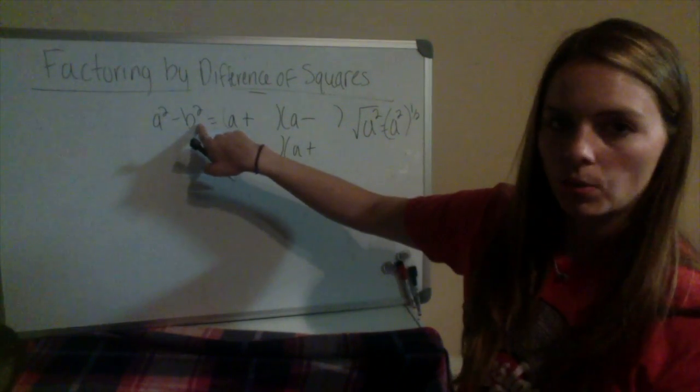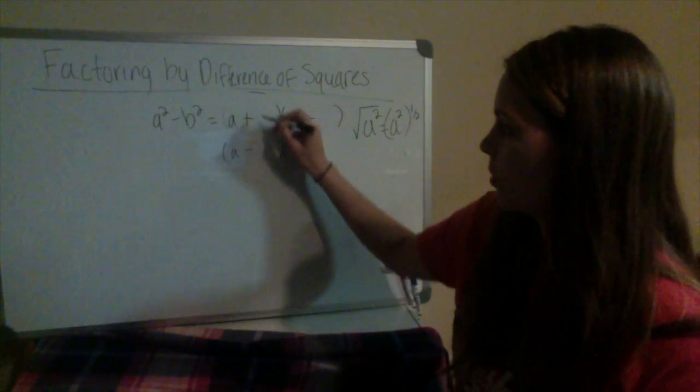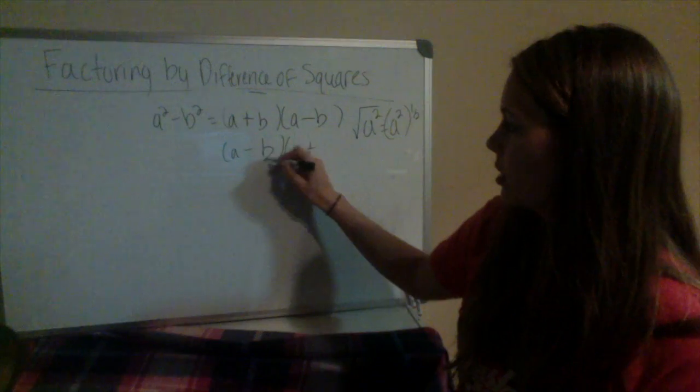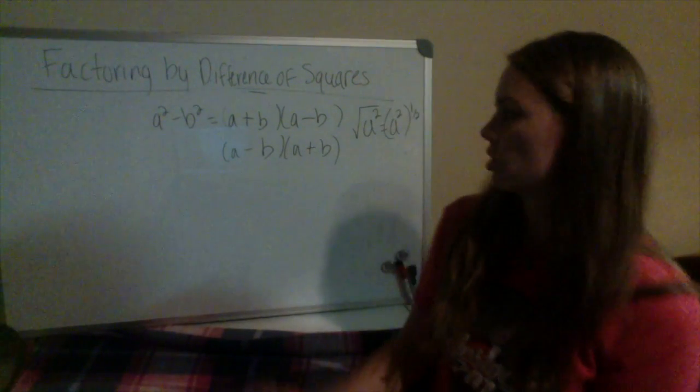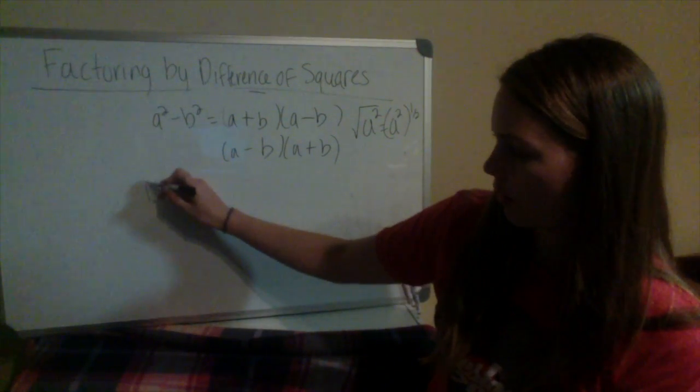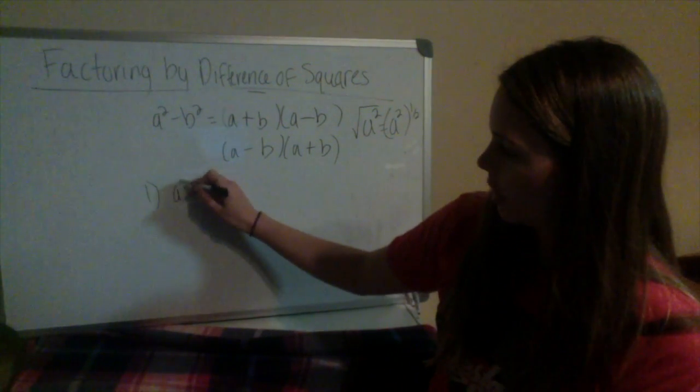What's the square root of b squared? Cut it in half. So b. So either example works out perfectly. So that's just our formula. Now here's our first example, a squared minus 4.